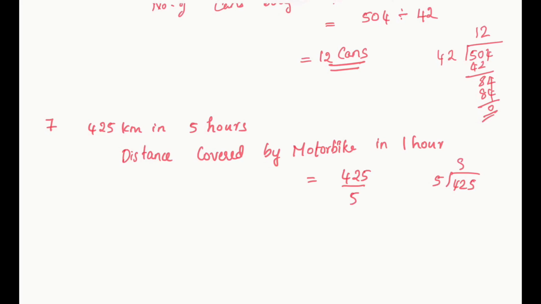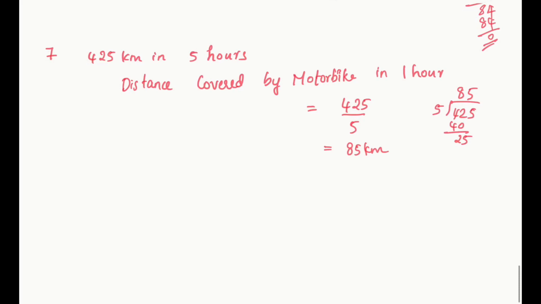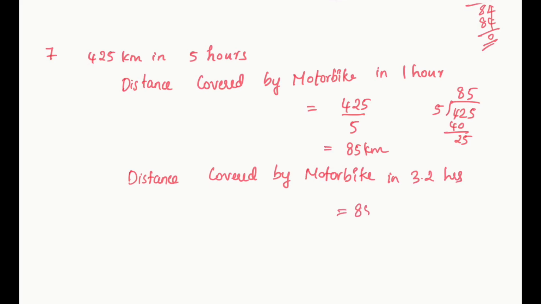425 divided by 5. 5 goes 8 times. 42, 25. 5 goes 5 times. So you get, the motorbike covers 85 km in 1 hour. Now next, the question is distance covered by the motorbike in 3.2 hours. That is equal to 85 into 3.2.